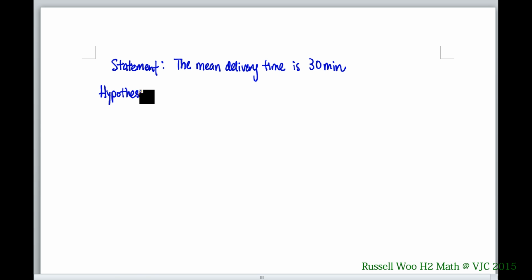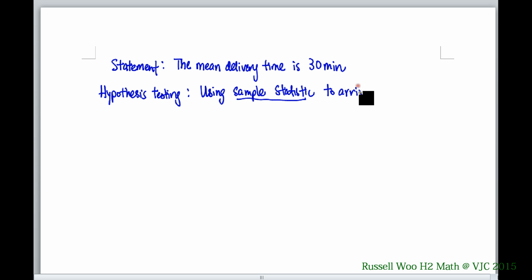hypothesis testing. What is hypothesis testing all about? Hypothesis testing is about using sample statistic. Using sample statistic, which means that you're going to collect data, correct? To arrive at a decision about a statement.